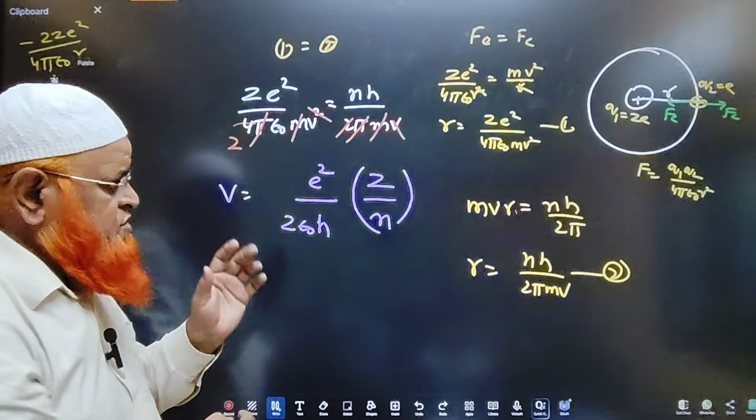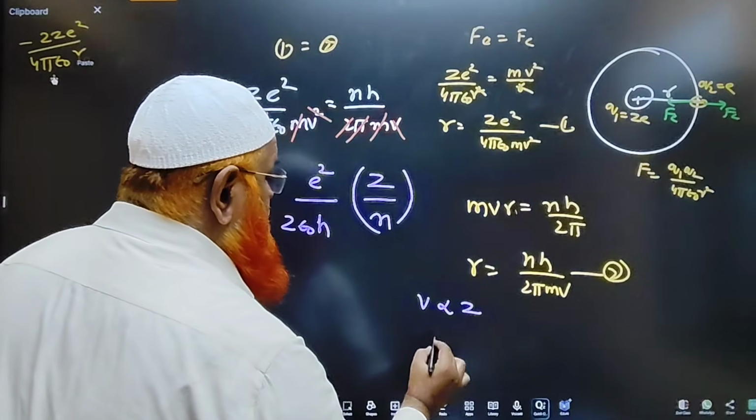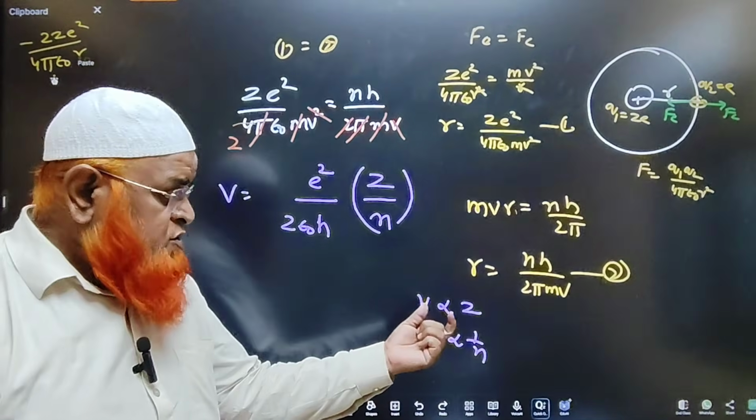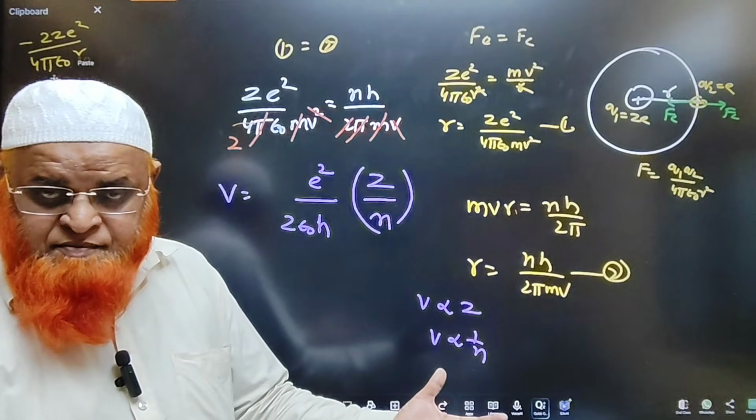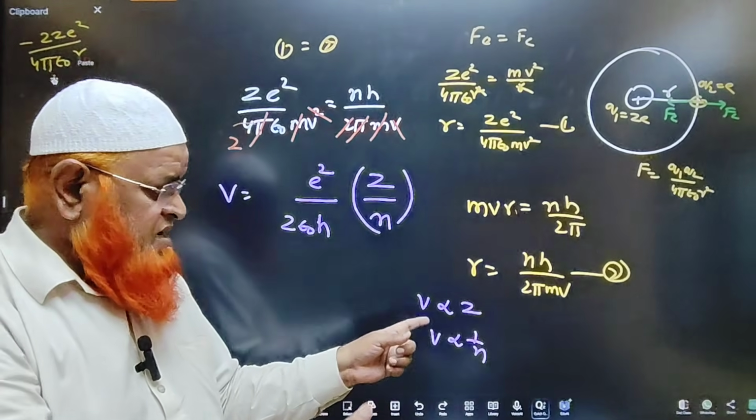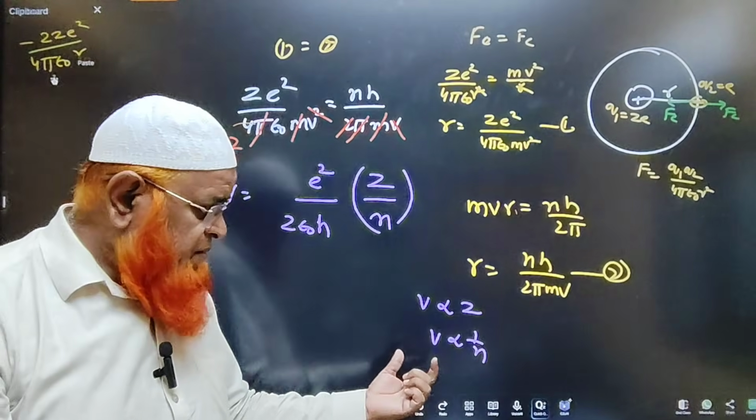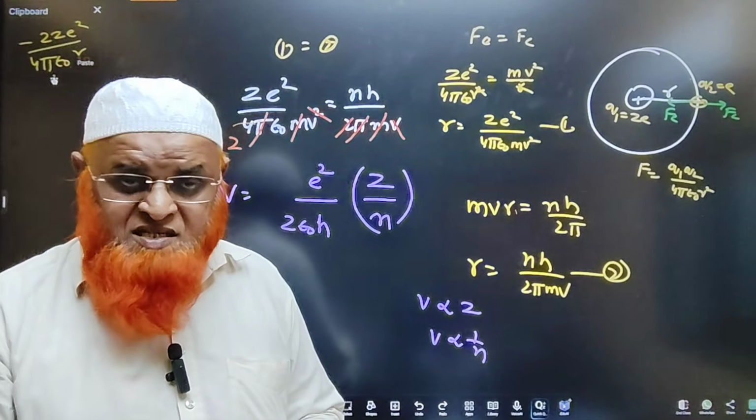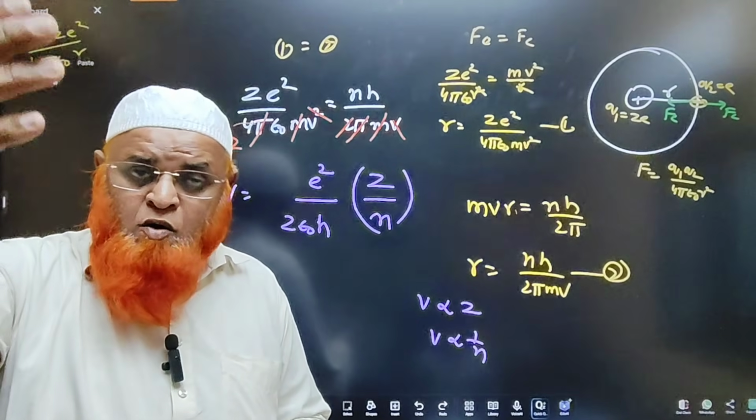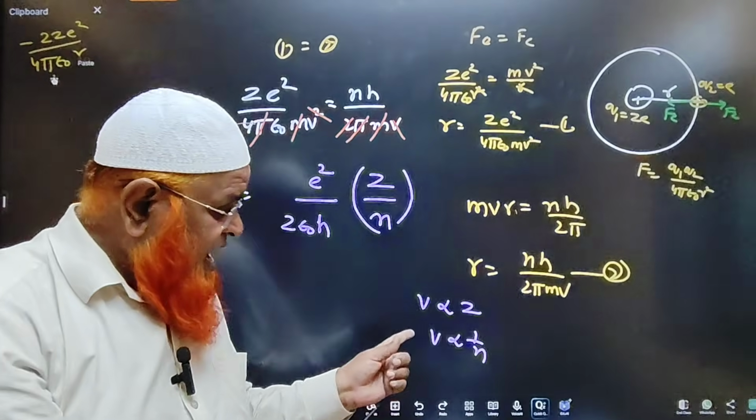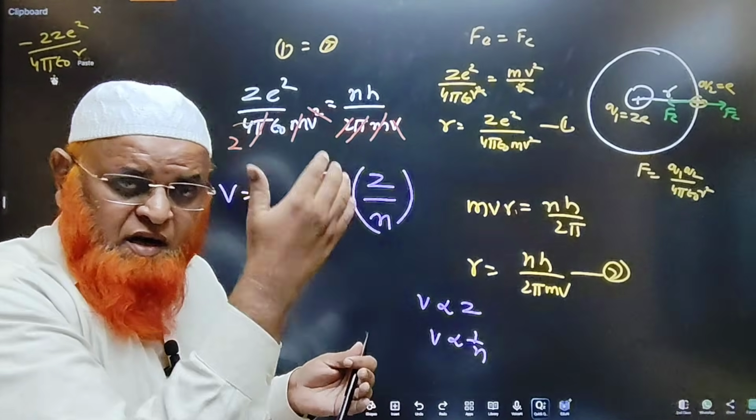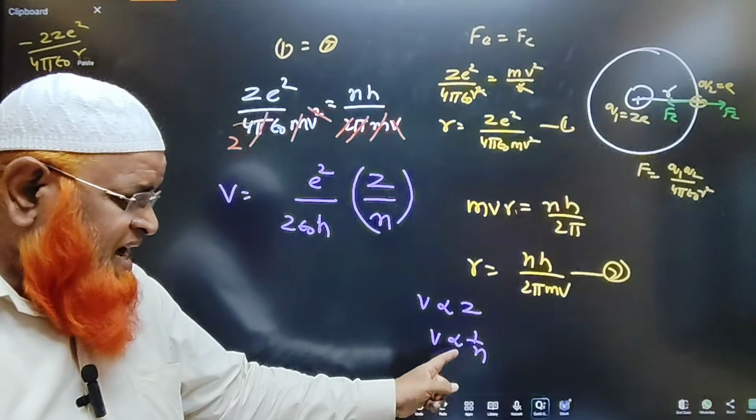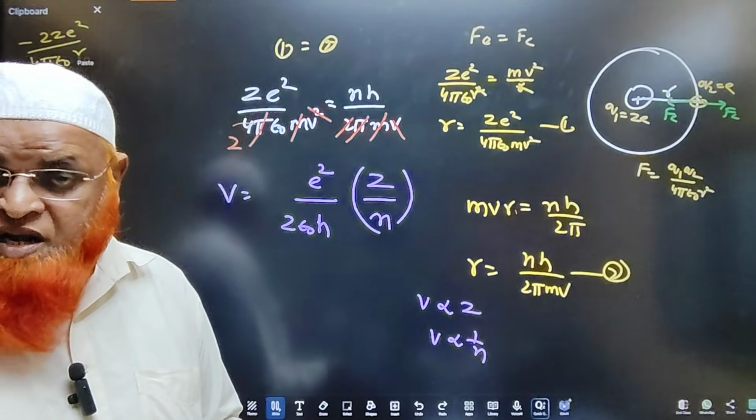Okay? So what do you understand from this? v is directly proportional to Z. v is inversely proportional to n. n is called the principal quantum number. So when atomic number increases, velocity also increases. When principal quantum number increases, velocity is going to decrease. It means the outer orbits, whose principal quantum number is n equal to 4, n equal to 5, have lesser velocities. And the ones which are very close to the nucleus, n equal to 1, have greater velocities. That's the meaning of this.